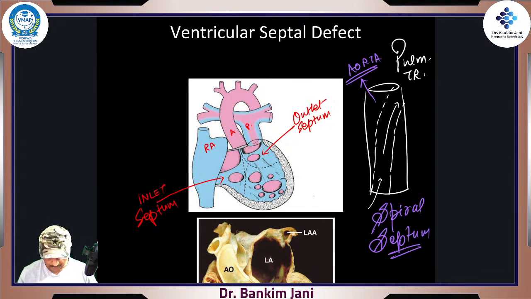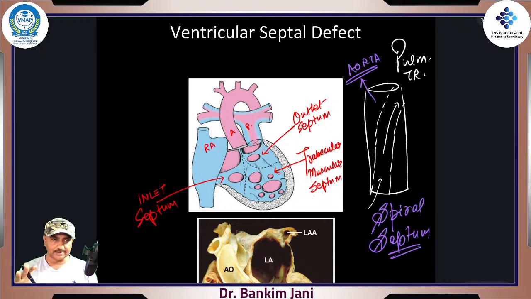And then the lower portion is our trabecular system. Trabecular means those thick muscles which you saw, those complex structures. So that is what is called the trabecular muscular part. You can say trabecular or you can say muscular septum. So it is this septum which is divided into three parts.